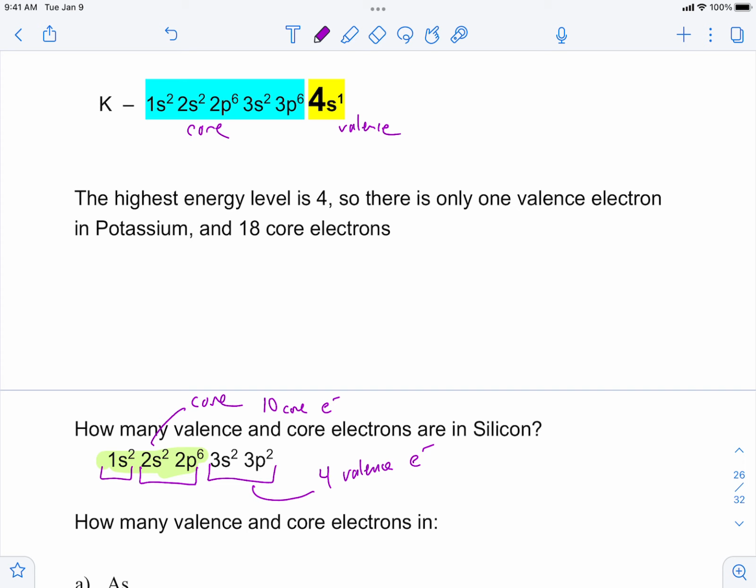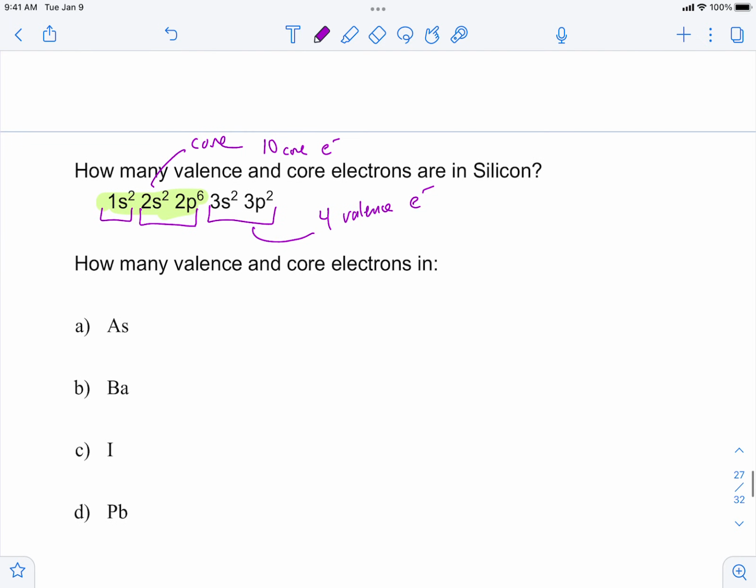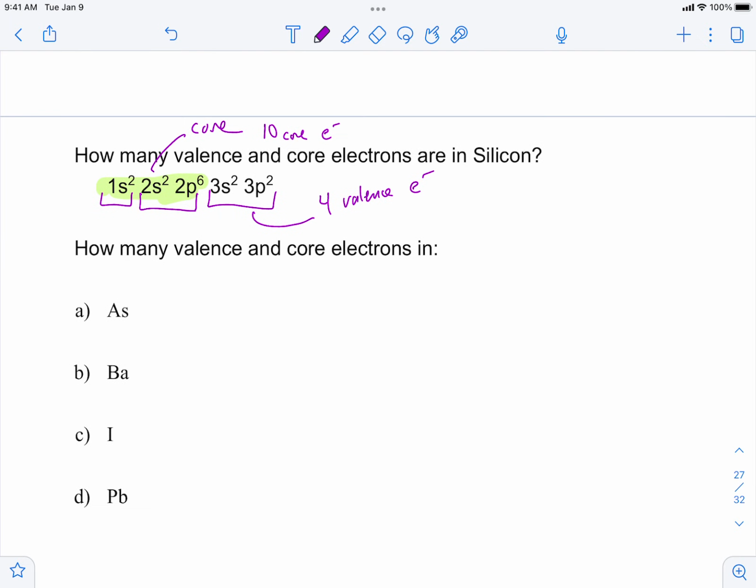Do you guys see how I'm doing this? When you write an SPDF notation, the highest energy level, those are going to be your valence electrons. Everything else is considered the core. So let me just do another 1 or 2 just so you get the idea.